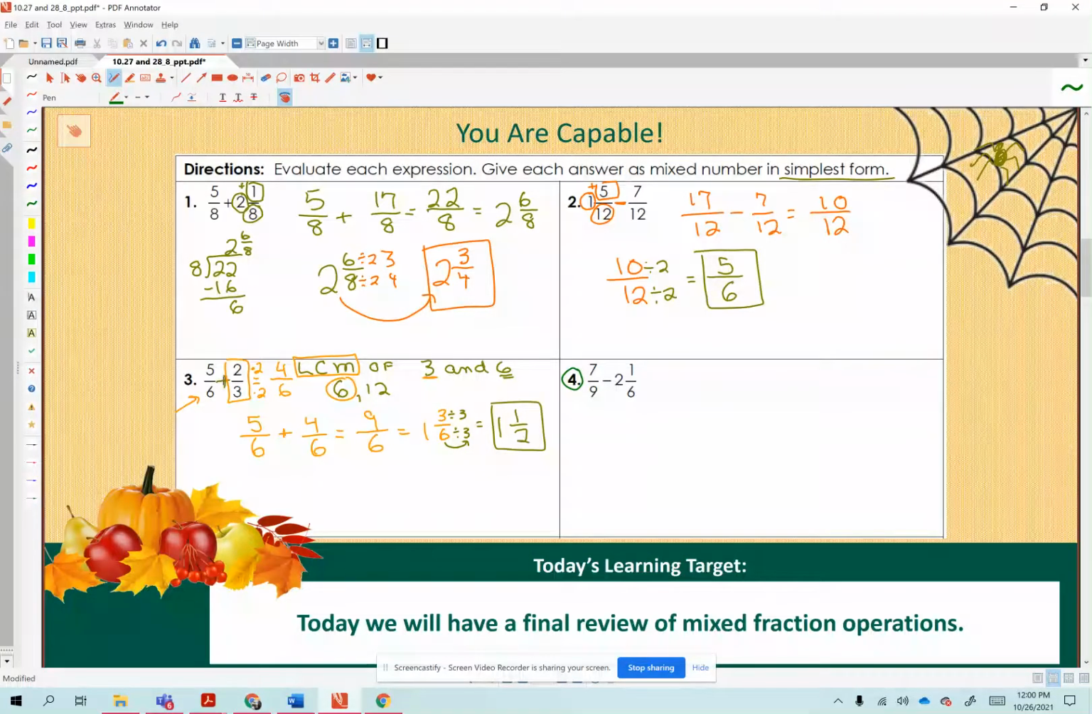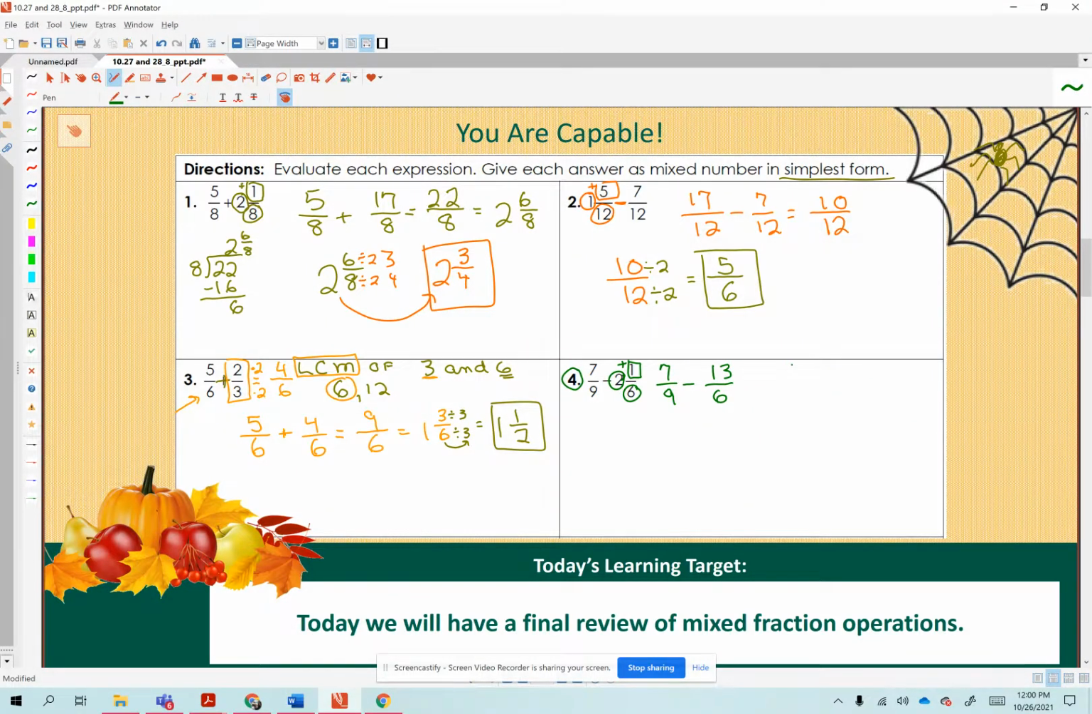Okay, now let's look at number 4. So we have 7/9 minus 2 and 1/6. So the first thing we'll do is convert 2 and 1/6 to an improper fraction. So that would be 7/9 minus 6 times 2 is 12, plus one more is 13. So minus 13 over 6.